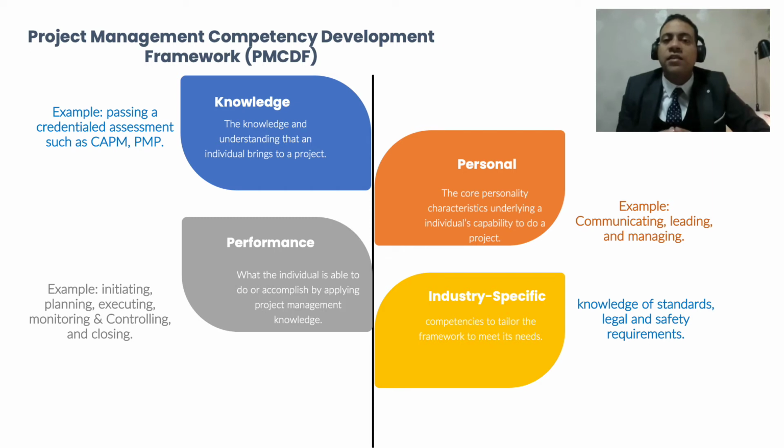The knowledge area concerns understanding of the knowledge. For example, some organizations might use certifications such as PMP or CAPM in order to measure the project management competency knowledge of its team or stakeholders. Performance is about applying this knowledge and putting it in practice. Personal traits such as confidence, commitment, proactiveness, can-do attitude, and outstanding communication. And finally, industry specific such as legal and safety requirements.